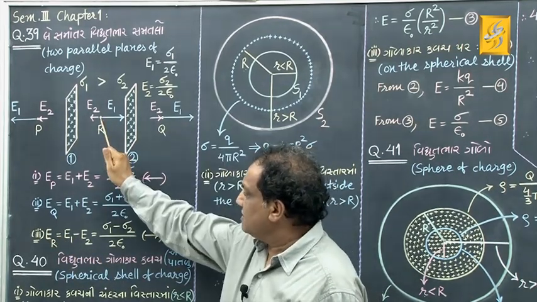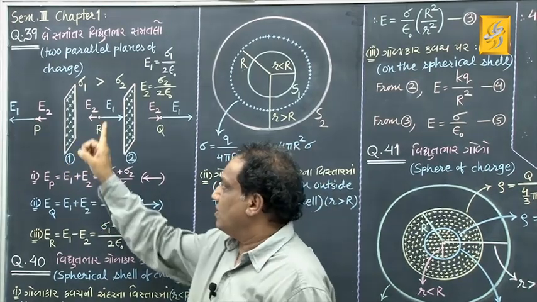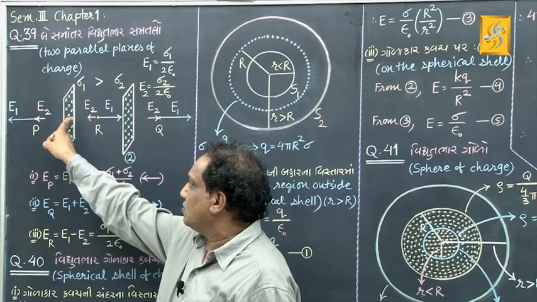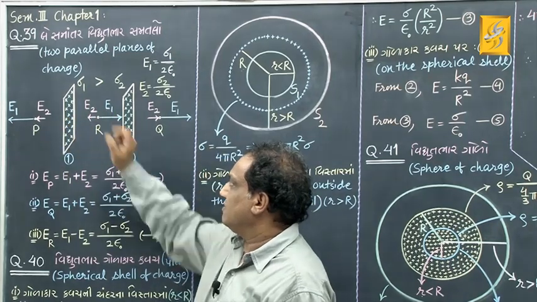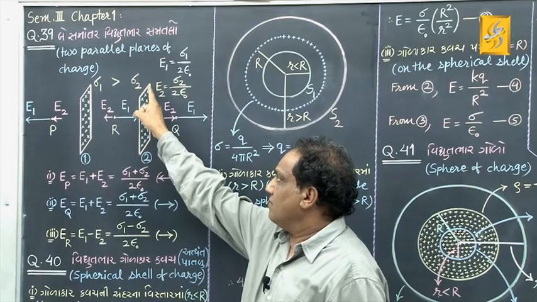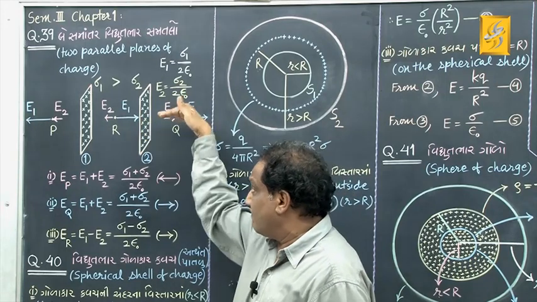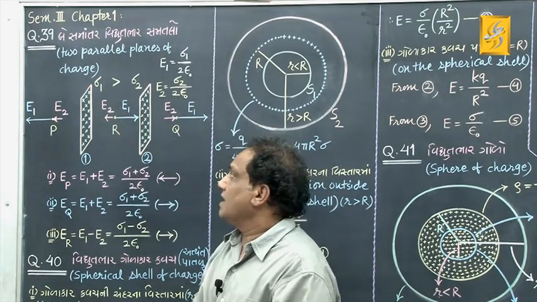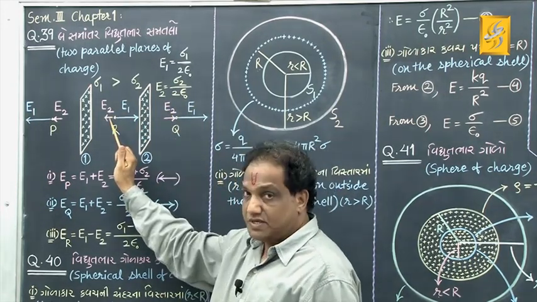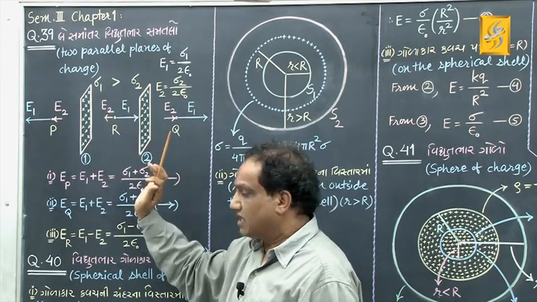At point R, the direction of electric field due to the first plane is perpendicular to that plane and away from it, so it must be this way, that is E1. At the same point, the direction of electric field because of the second plane must be perpendicular to this plane and away from it, so it is this way, towards the left. Here also E1 is greater than E2, so here a longer arrow and here a shorter arrow.